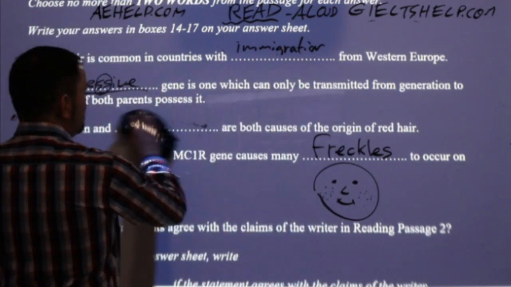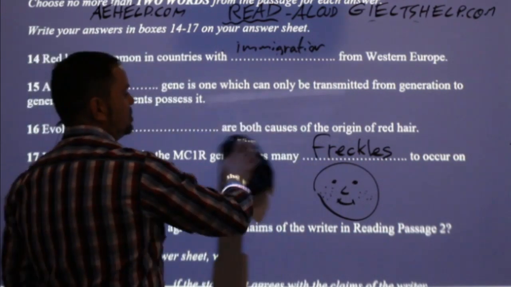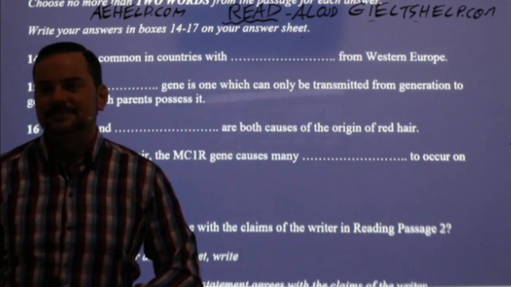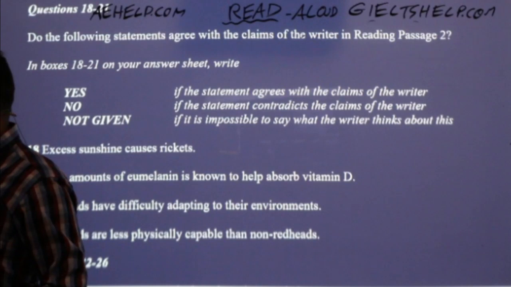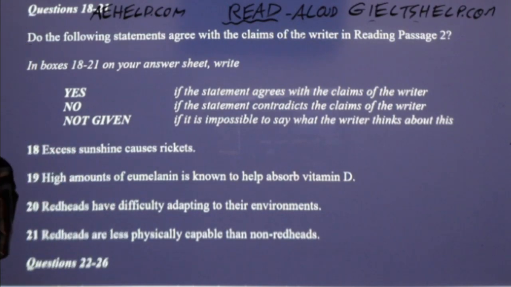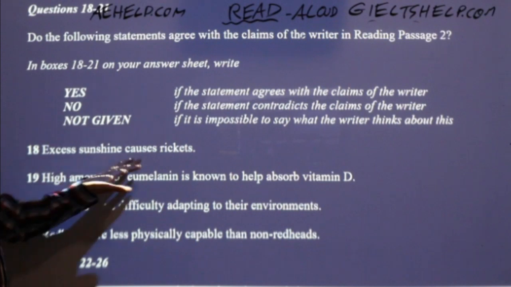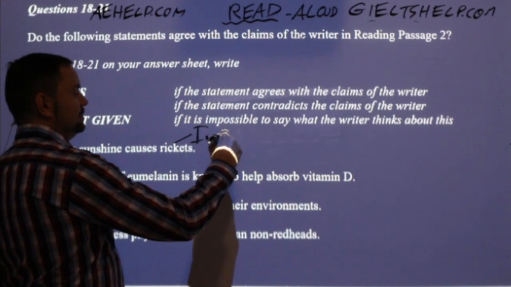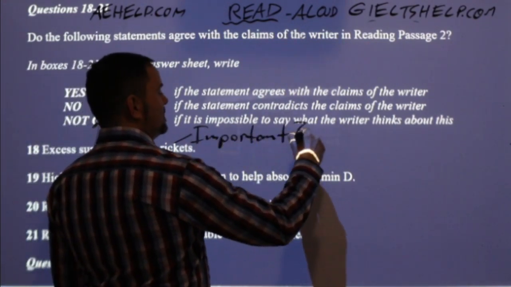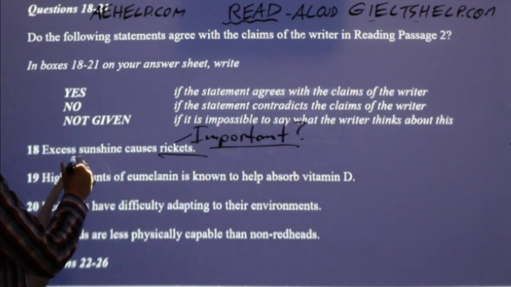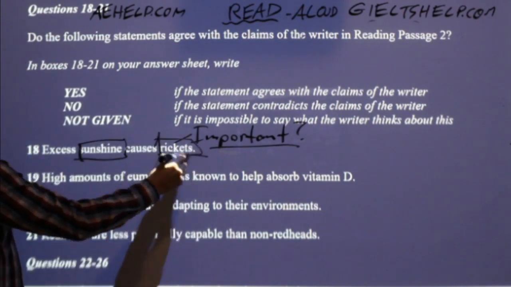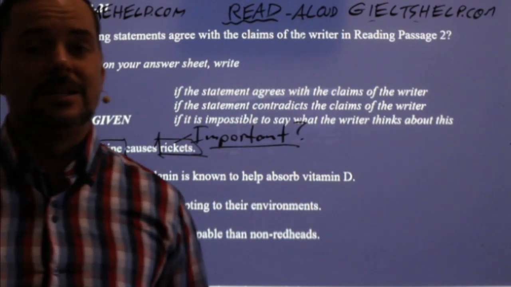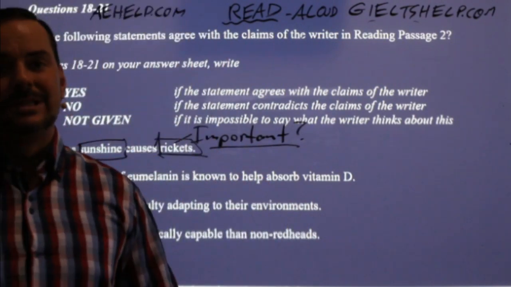Let's go to the yes, no, not given questions. Otherwise, good job, students. Good job. Okay? Freckles. Here we go. 18 to 21. Yes, no, not given. Excess sunshine causes rickets. Is this important? Is the concept of rickets and sunshine important to this passage about redheads? When we just read a passage that said redheadedness is an adaptation to lack of sunshine.